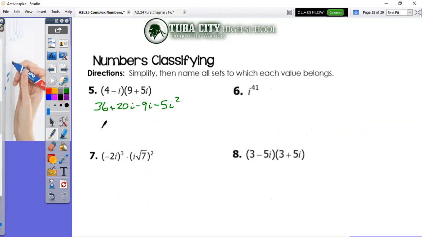All right, so we've done this a couple of times, so I'm just going to make it a little bit simpler. 36 plus 11i, and that would be plus 5, because we're going to reverse the sign on that one. And now it looks like we might have our final answer here. So 41 plus 11i. And this is a complex number. It is not purely imaginary because there is a real part. 41 is the real part. 11 is the imaginary part.